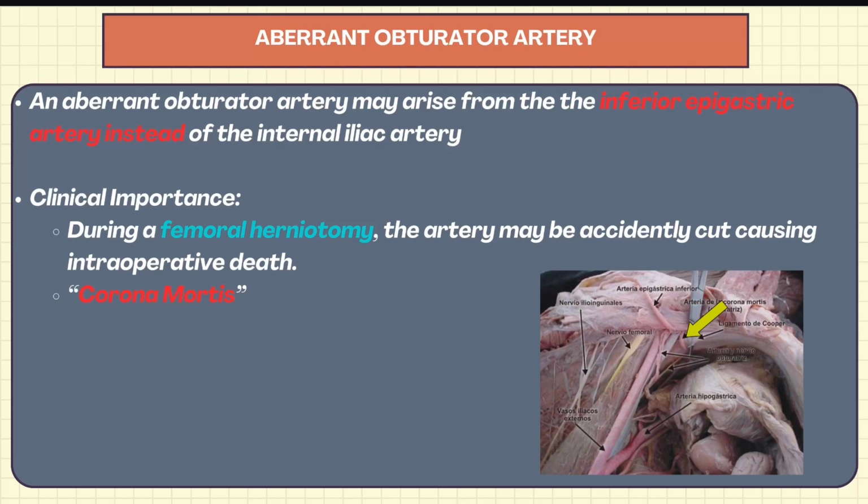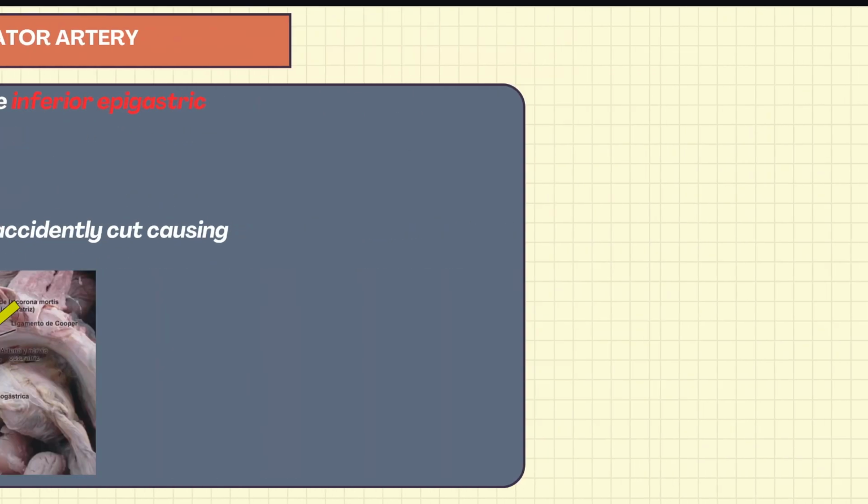However, if someone has a femoral hernia, during surgery the surgeon might not know this. And if he does not know this, he can cut the obturator artery, and this is going to cause intraoperative death. And it's also called corona mortis because it means the crown of death.